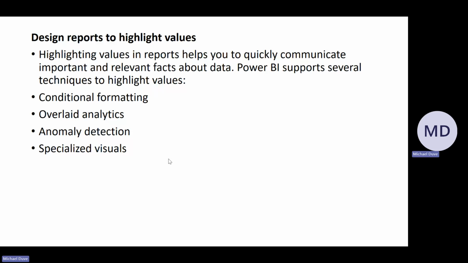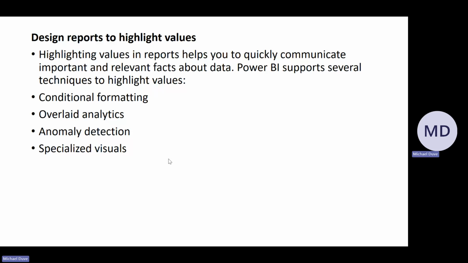Then overlaid analytics, such as trend lines, average lines, or reference lines, can help highlight important values or trends in your data. So these overlays provide additional context and help users quickly identify outliers or patterns in the data, right?